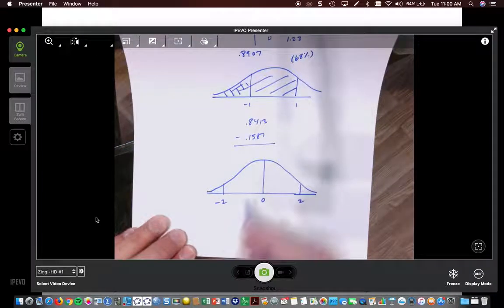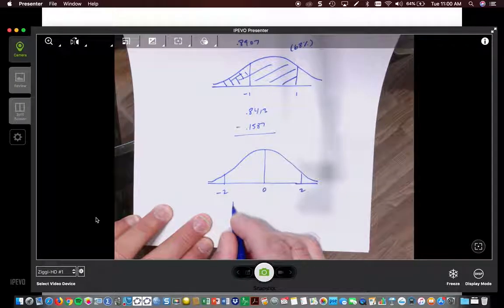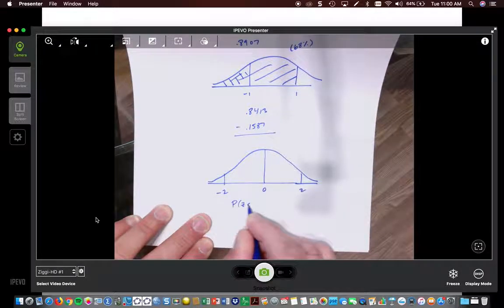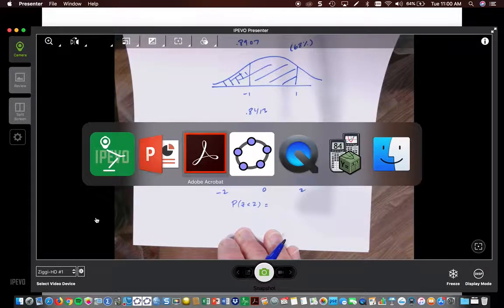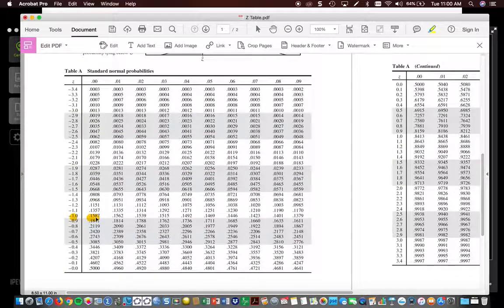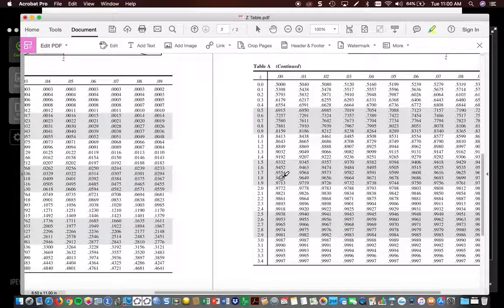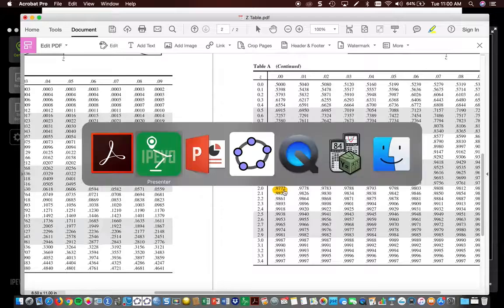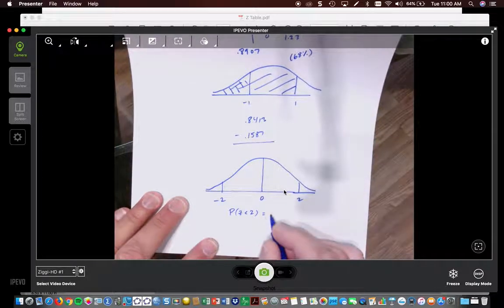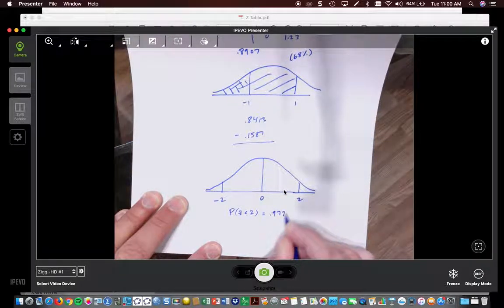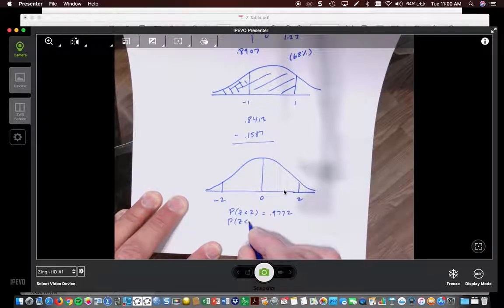Okay, so I'm looking for the area in between. If I want to know the probability that z is less than 2, I can find that in the table. So I go to 2.0 on the positive side of the table, and I find that that's 0.9772. And then I also want to calculate the probability that z is less than -2.